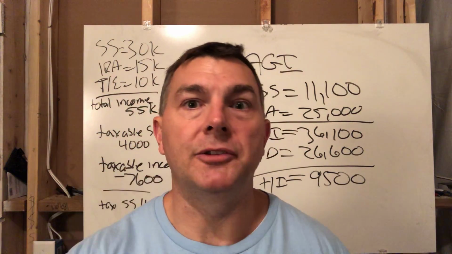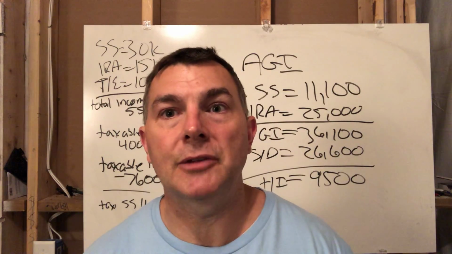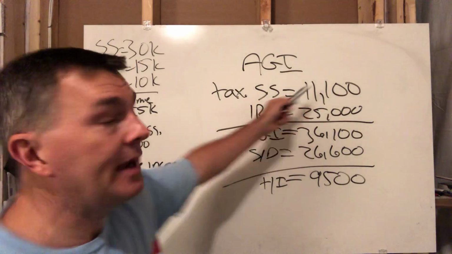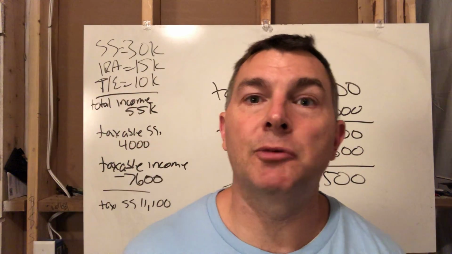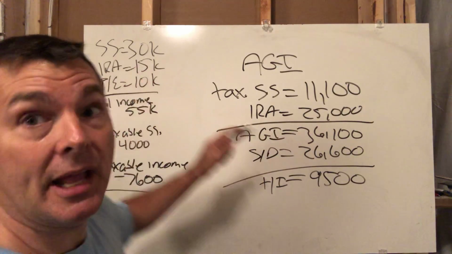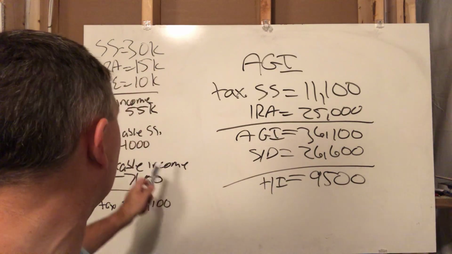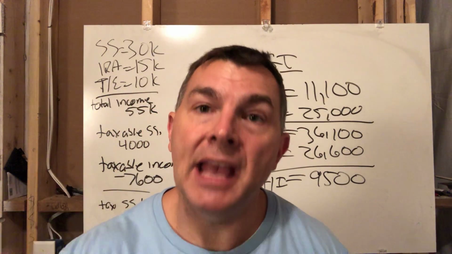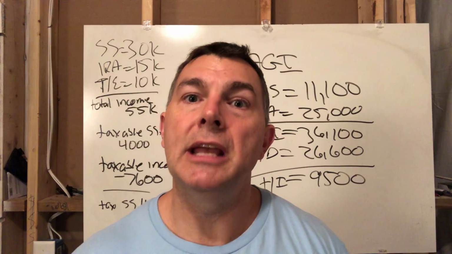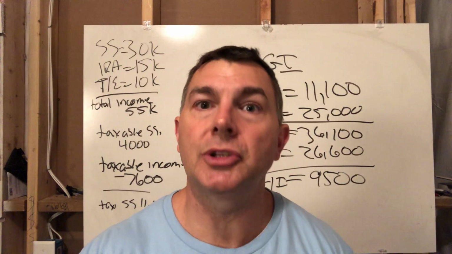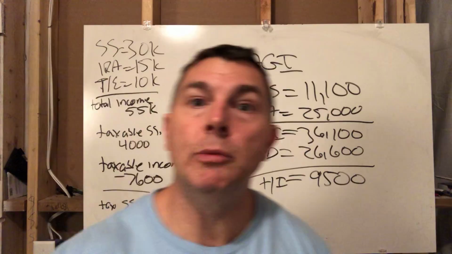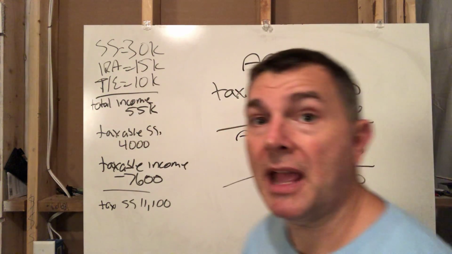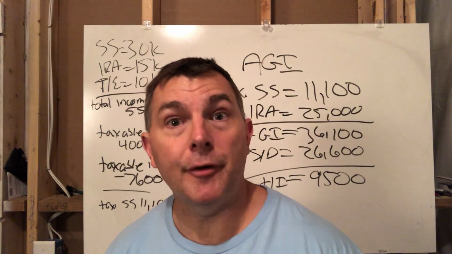You are now paying twice. You're paying for an increase in your Social Security taxable income. Remember, we had taxable Social Security income before of $4,000. Now we have taxable Social Security income of $11,100. So that $10,000 extra of IRA distributions increased our Social Security taxable income by $7,100, almost triple. $10,000 more of distribution, almost a tripling of our taxable Social Security amount. That, my friends, is a fact.